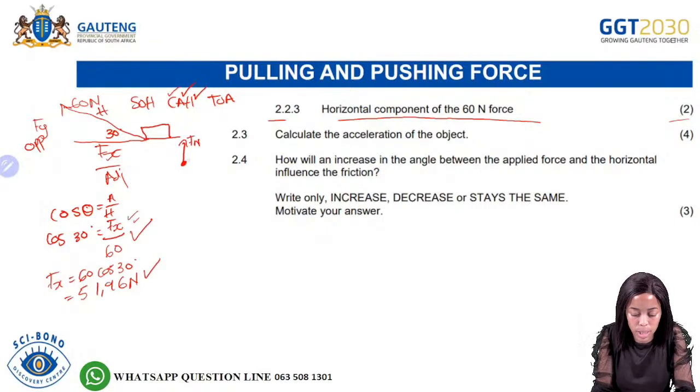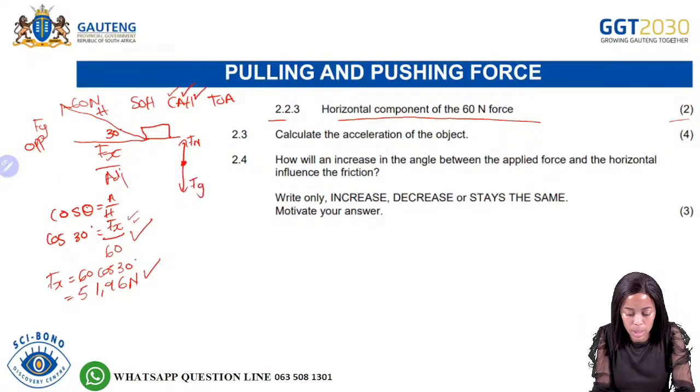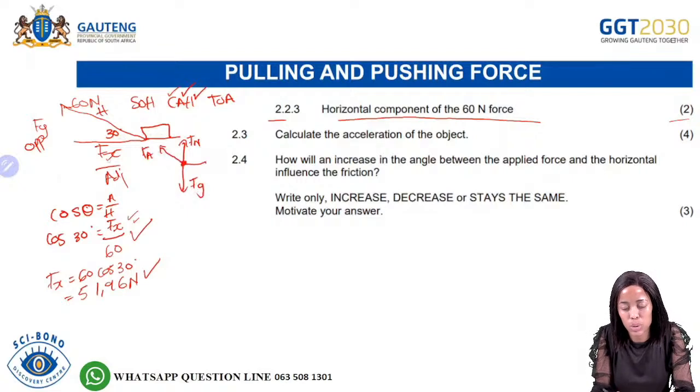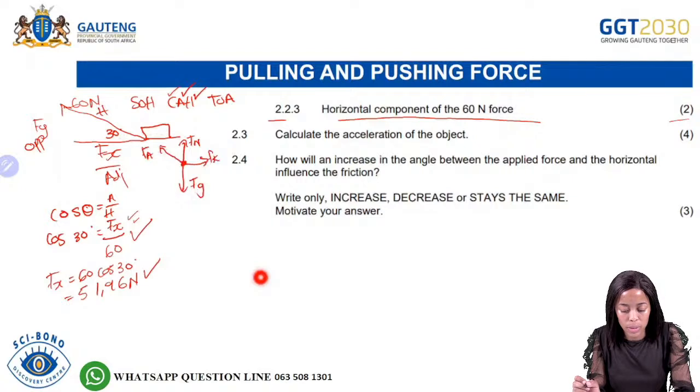Your normal force, and then downwards you are going to have your gravitational force, and then to the left we have the applied force, and then to the right we have the kinetic friction. So remember, I said that if you are just asked to draw the free body diagram, then either you are going to represent it this way, or you are going to represent it using the components.